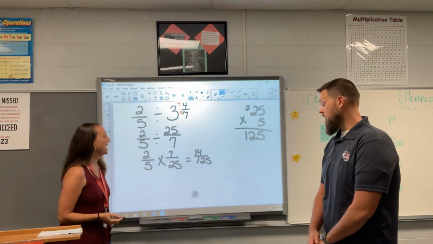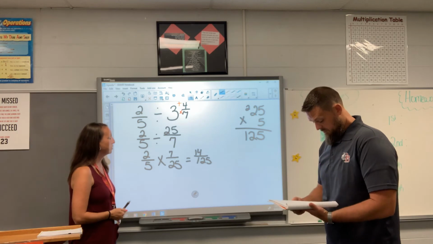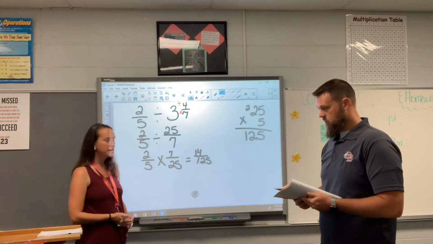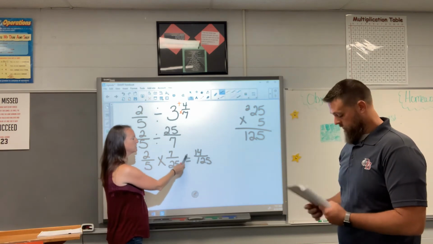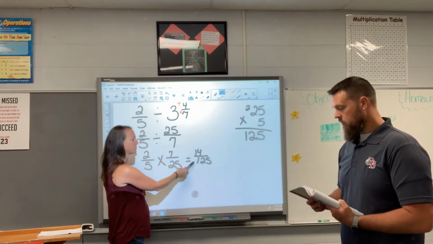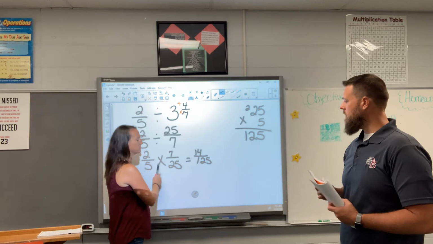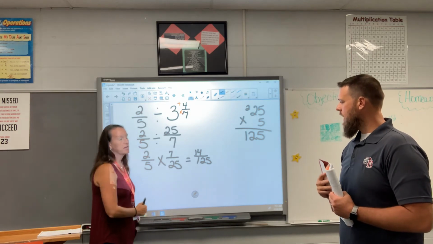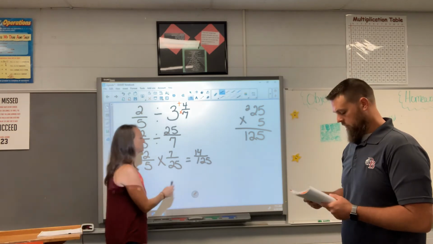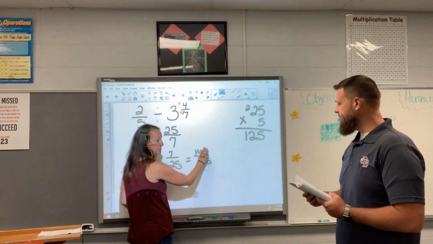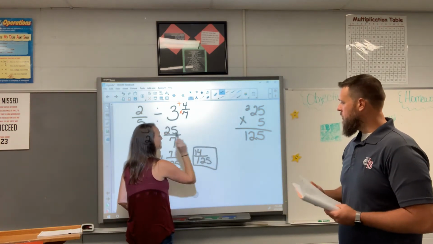At that point, we would look and see if we could simplify that. As I'm thinking about the factors that go into both of these, I know that 2 goes into 14, but 2 doesn't go into 125, and so on. I could keep working through that, but it does not simplify. That is as low as it goes. Correct? Correct.